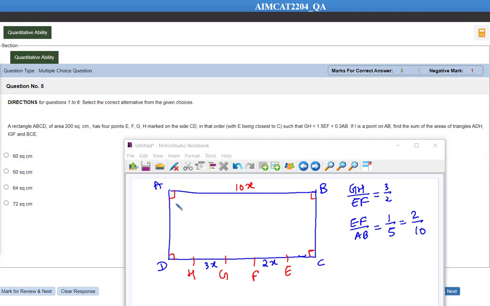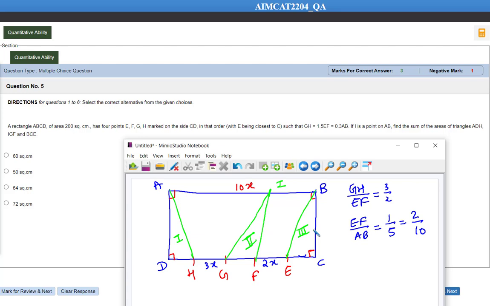Let me draw ADH. We want to find the area of this triangle plus IGF. I is a point on side AB. For IGF, we want to find the area of this triangle. This is the second triangle. Then the third triangle is BCE. So we want to find the area of the first, second and third triangle together, the addition.